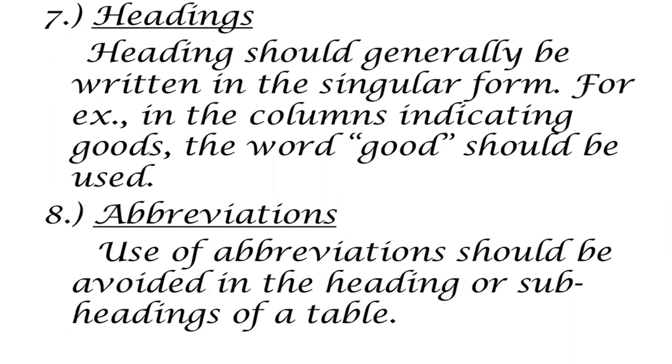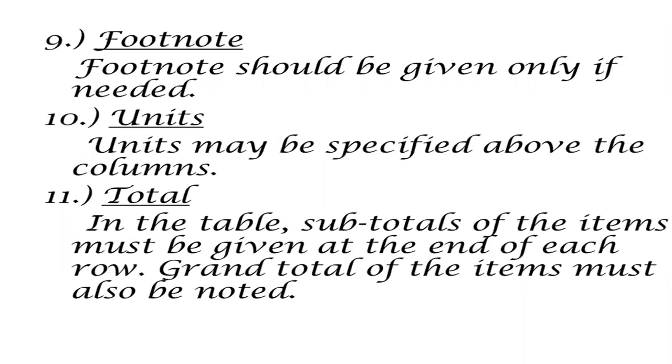Headings. Headings should generally be written in singular form. For example, if the column indicates goods, the word good should be used. Abbreviation. Use of abbreviations should be avoided in the heading or subheading of the table because it is not understandable for all. When outsiders or someone else sees it, it is not easy to understand the full form of that thing. So that is why don't use abbreviations.